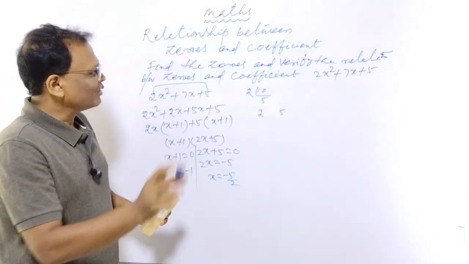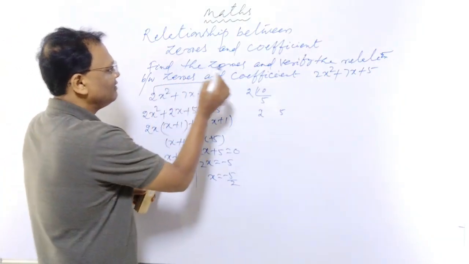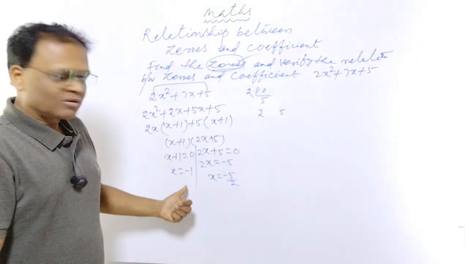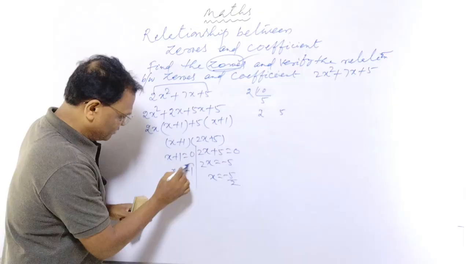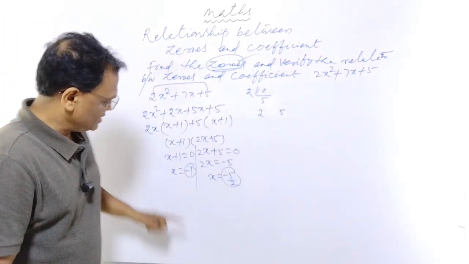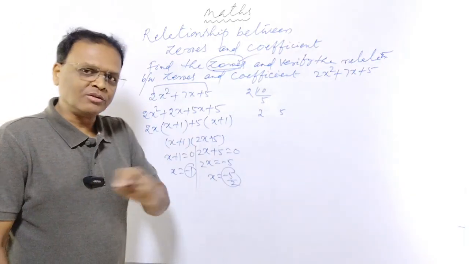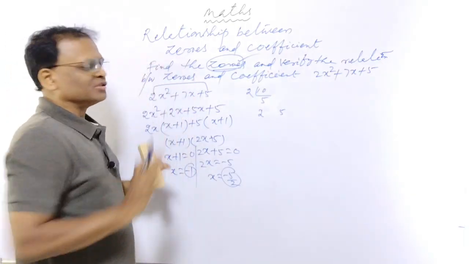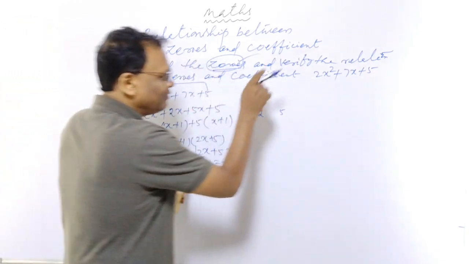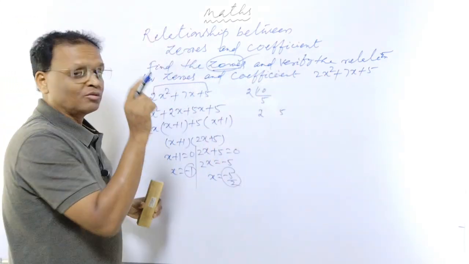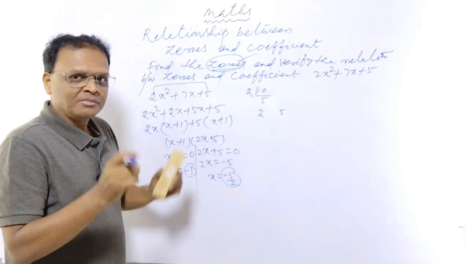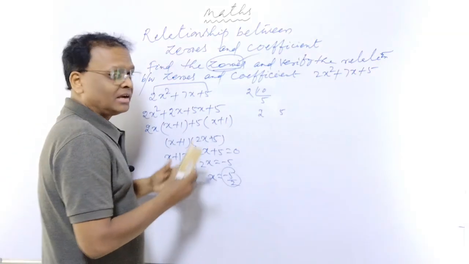In fact, what did I get? I got the first part of the question. Find the zeros. This part of the question is finished. I got the zeros. What are the zeros? Minus 1 and minus 5 by 2. As I told you, if you are finding the zero, it means you are finding the value of x, and the x value I got finally. So my first part of the question is over. Now I'll proceed further. What is it asking? Verify the relation between the zeros and the coefficient. Now I am going to verify the relation between the zeros and coefficient. How to verify?